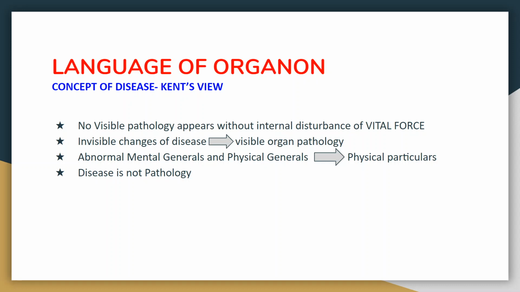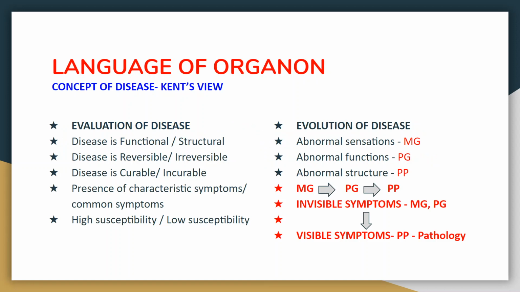Disease is not pathology which is visible to the eyes. Disease is prior to the pathology, and this prior means nothing but the mental generals and physical generals. The abnormal symptoms in mind and body over a period of time develop into visible organ pathology, and they are nothing but the physical particular symptoms or pathological symptoms. So just have a view at the concept of disease by Kent.